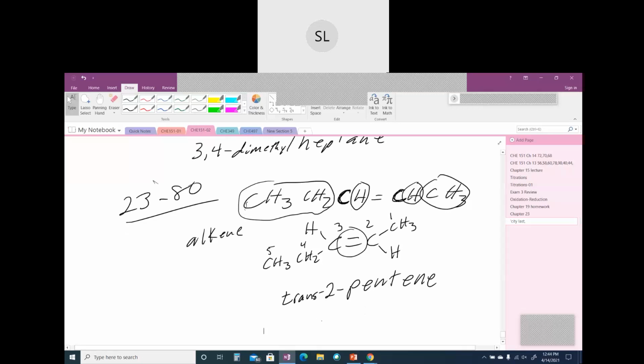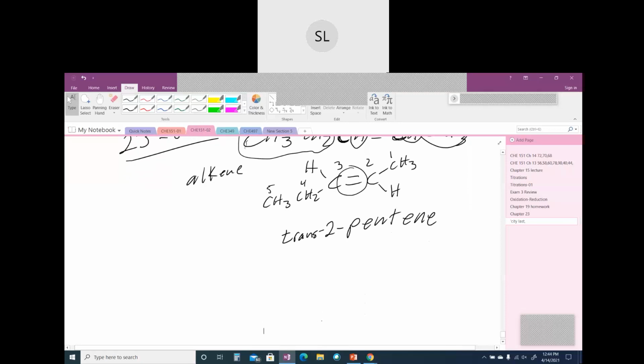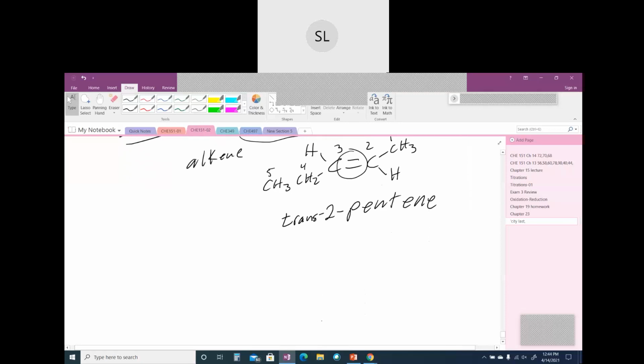All right, and now we get a reaction. Write the condensed structural formula for the major product of the reaction of the molecule with Br2. So now we're going to add Br2 to this. So we have CH3, CH2, CH, double bond, CH and CH3, and we're going to add Br2.